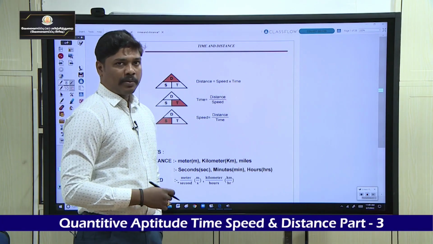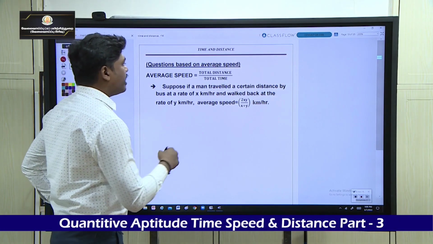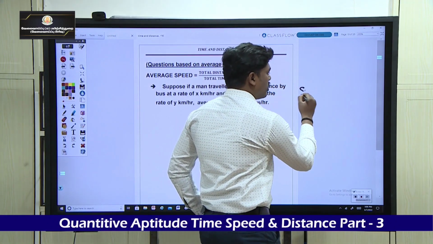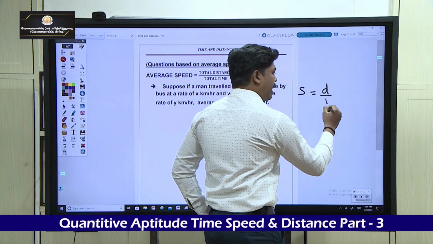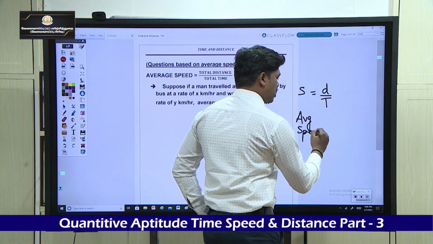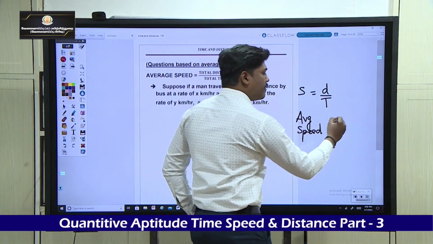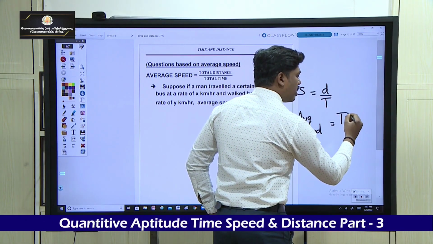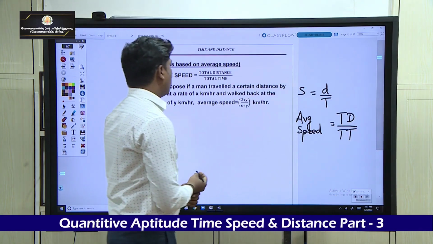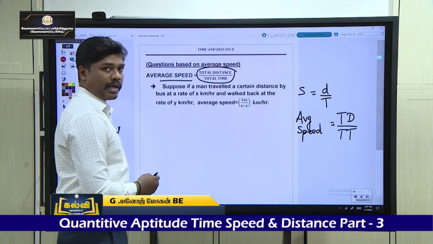So, the topic which I am going to take here is time, speed and distance. Next, questions based on average speed. What is speed here? Speed means distance by time. So, what is average speed? Average speed means total distance by total time. Okay. So, average speed is total distance by total time taken.